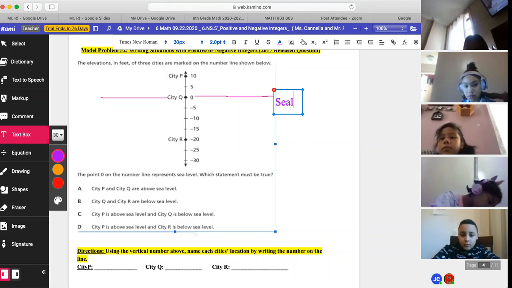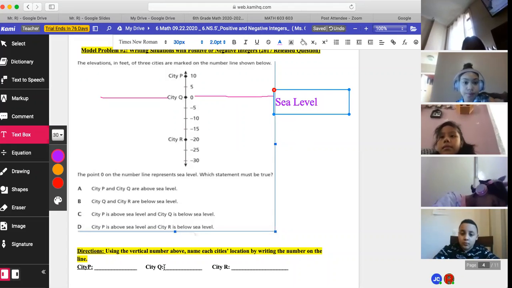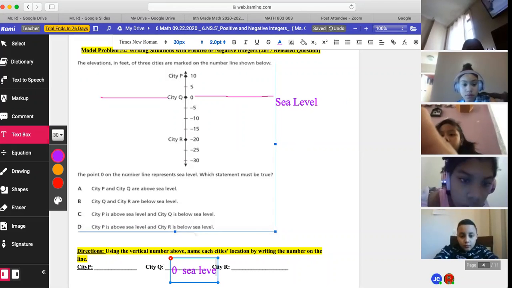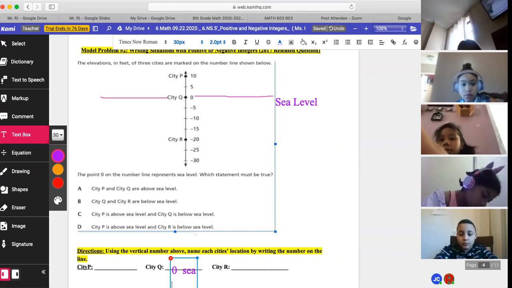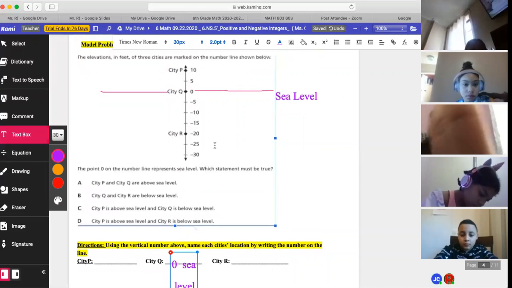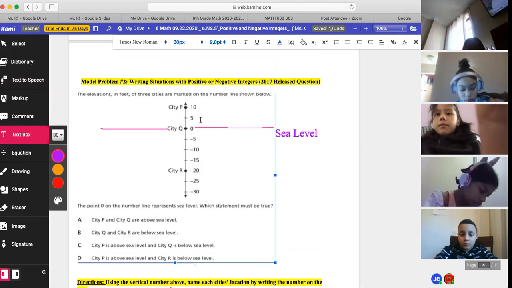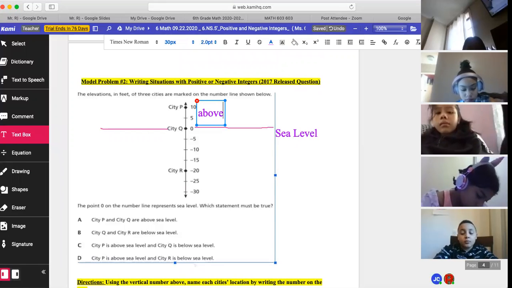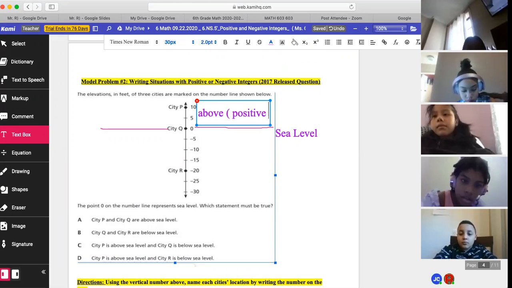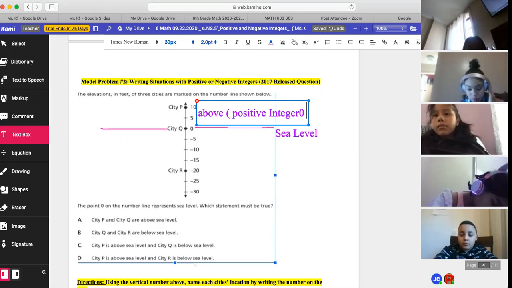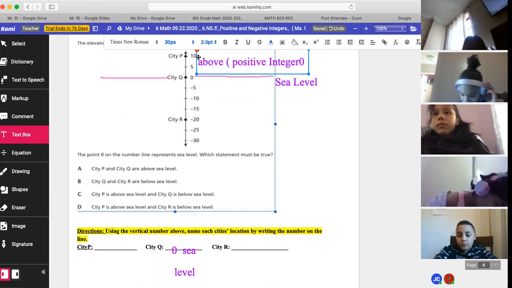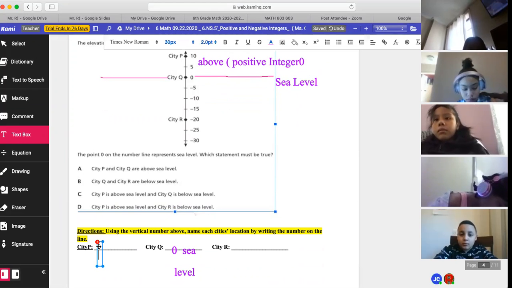0 is sea level, right? Yeah? When something is 0, it's sea level. So I'm gonna go to City Q, and on City Q, I'm gonna put 0, and I'm gonna write the word sea level. You'll see why I'm doing this, because clearly we need a little bit of a review. Now, any number above sea level is positive. Therefore, 10 is above, which means it's positive, which is a positive integer. All these numbers above are positive. So city P is located at 10 or plus 10. Does everybody see that? I hope so.